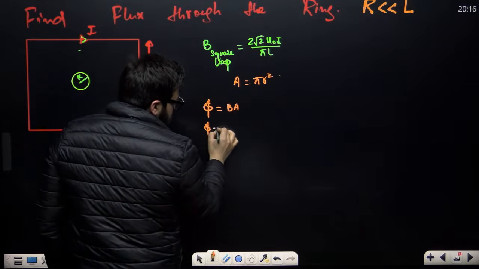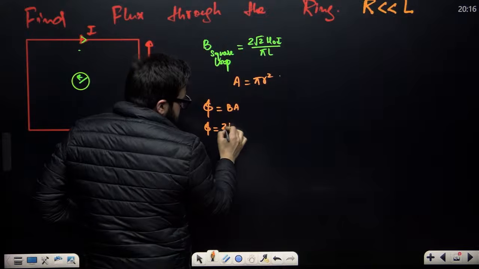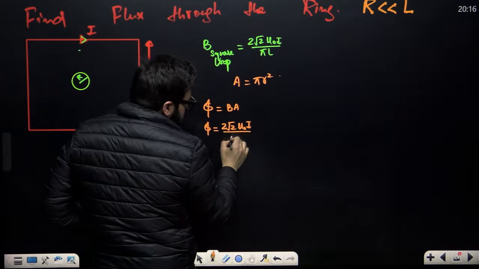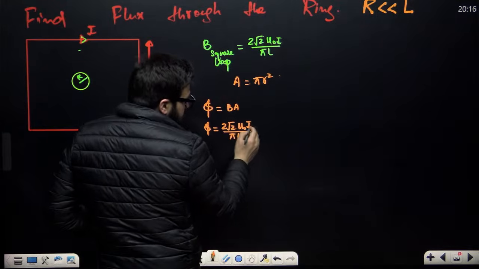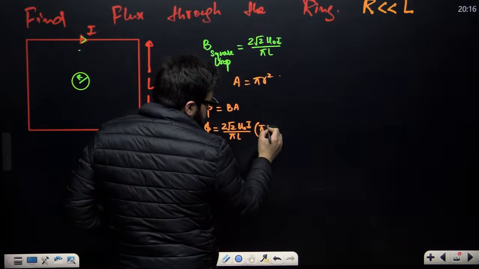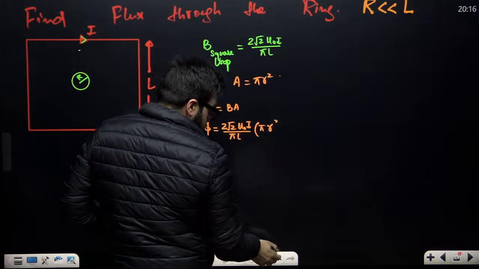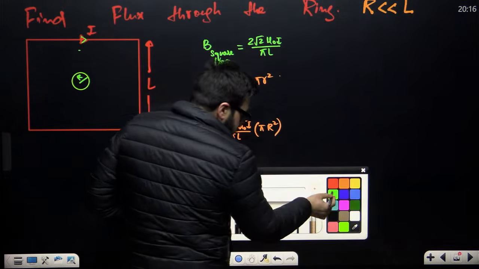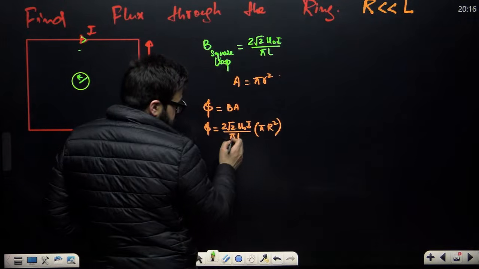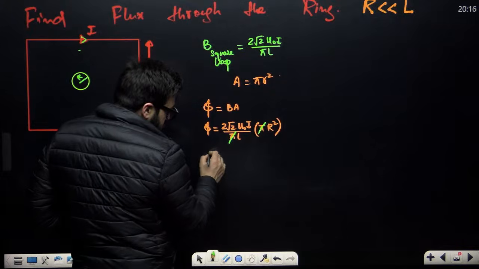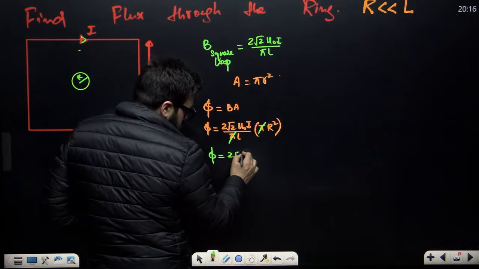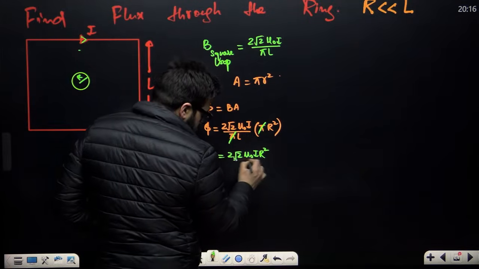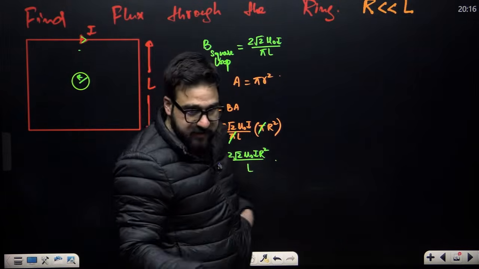So flux will be, what is the magnetic field in this case? That is 2 root 2 mu naught I divided by pi into L. And area is simply pi r square, it is capital R, so pi into capital R square. Now could you please tell me, can I cancel something? Pi and pi will be cancelled. So flux will come out to be 2 root 2 mu naught I into R square divided by L. This is the flux at the center.